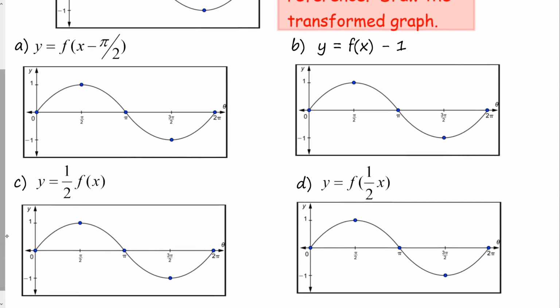So for part A, we have a number subtracted from x inside the function, so we're shifting to the right. So we're going to go right pi over 2. Remember, pi over 2 radians is equivalent to 90 degrees. Just kind of get that trig flowing back through your brain again. So let's shift everything right pi over 2. So this point, which was at x equals 0, is going to be right here, and this point is going to be here, this point is going to be here, this point is going to be here, and so on.